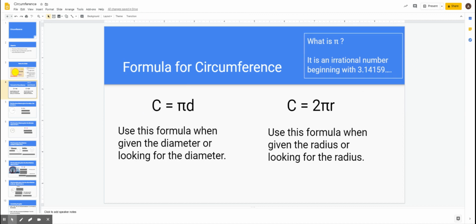So we have two formulas. We have c equals pi times diameter, and we have c equals 2 times pi times the radius. The first formula is used when you are given the diameter, or if you're looking for the diameter, given the circumference. The second formula is used when you are given the radius or when you're looking for the radius.